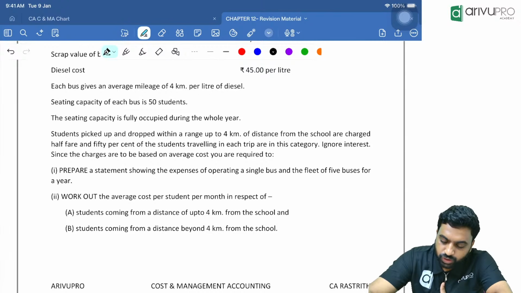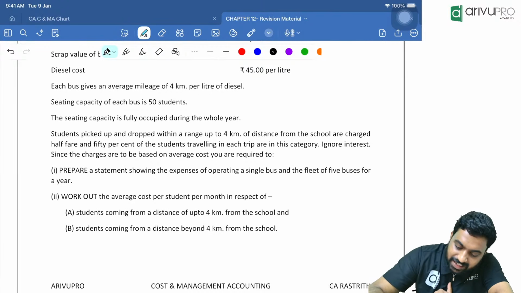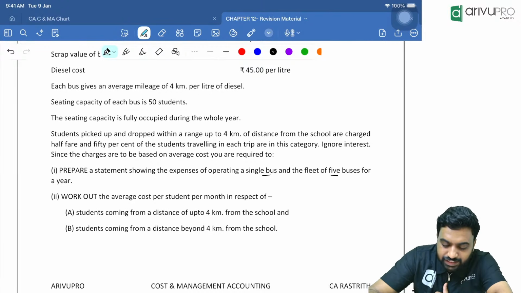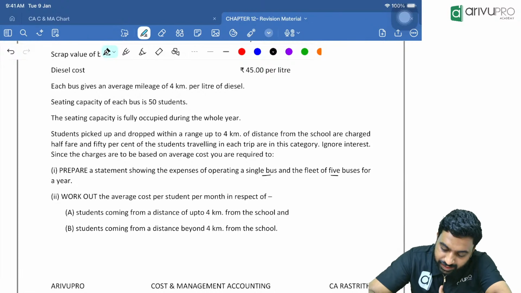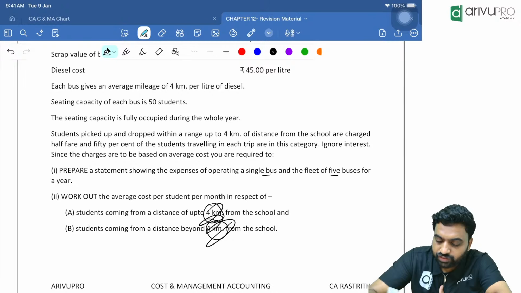Prepare a statement showing the expense of operating a single bus as well as a fleet of 5 buses for a year. Okay, done. Second, work out the average cost per student per month in respect of students coming from a distance up to 4 kilometers and students coming from beyond 4 kilometers.